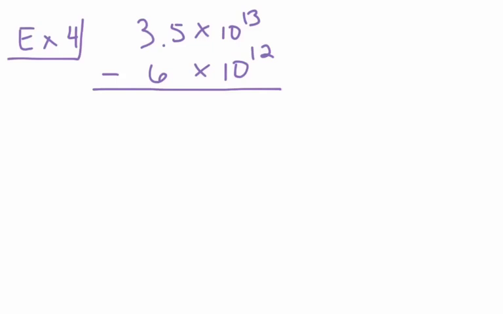So I want to make my numbers match by my bigger exponent. 13 is bigger, so I'm going to take 3.5 times 10 to the 13th. And now I'm going to subtract from that, but I need to change my bottom number to give it a bigger exponent. So my exponent here has to go up. That means my number in front has to become smaller. So it becomes 0.6 times 10 to the 13th.